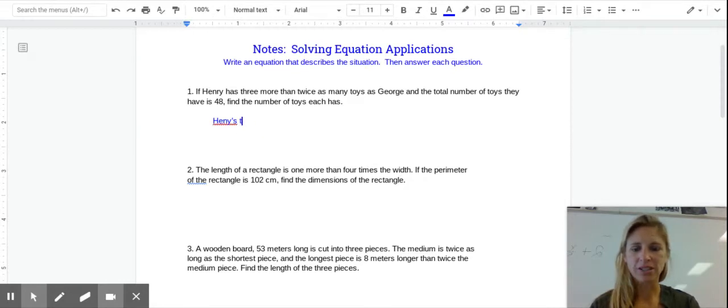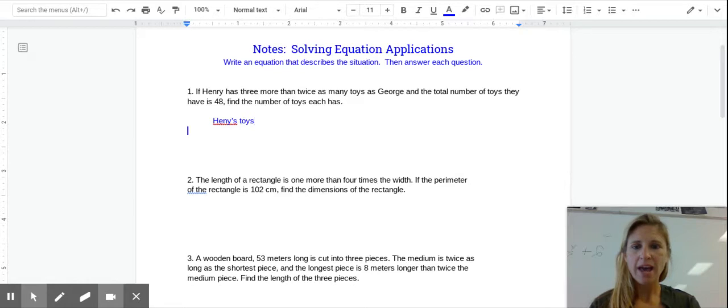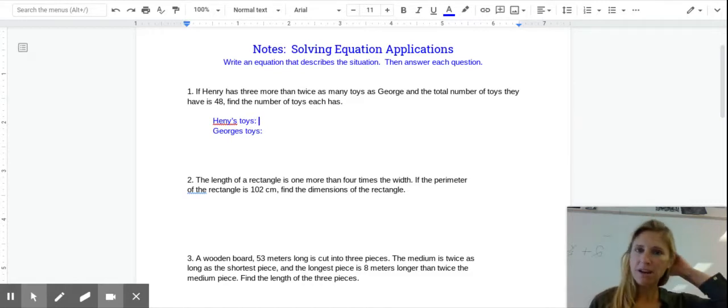And we have George's toys. I'm really sorry. I will be better at this. For some reason, I can't seem to write and think at the same time. So I'm going to come up with some kind of algebraic way to represent how many toys Henry has and how many toys George has.